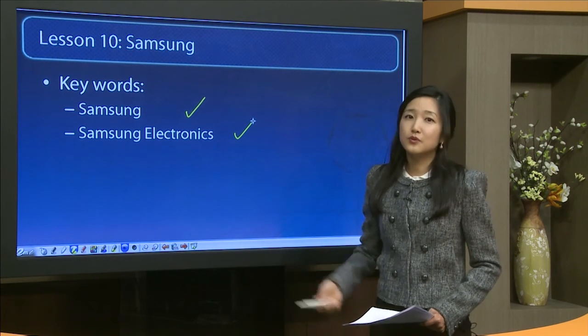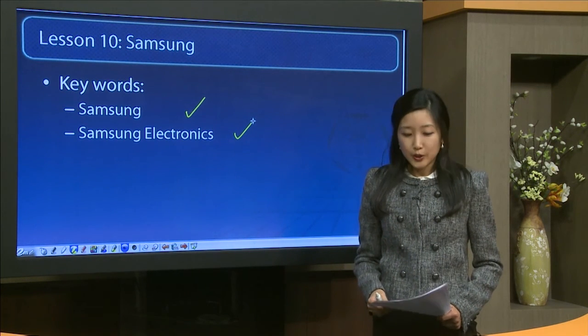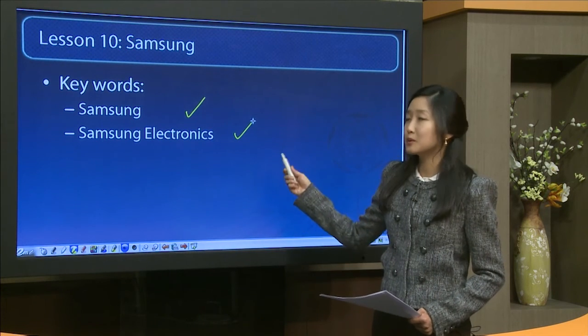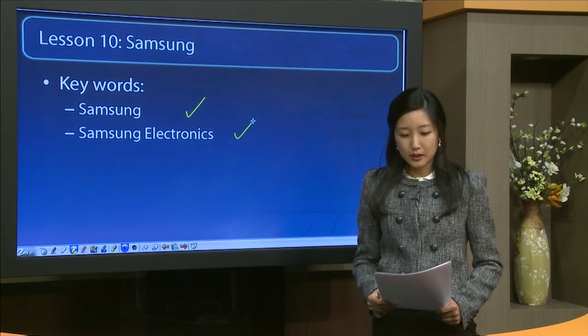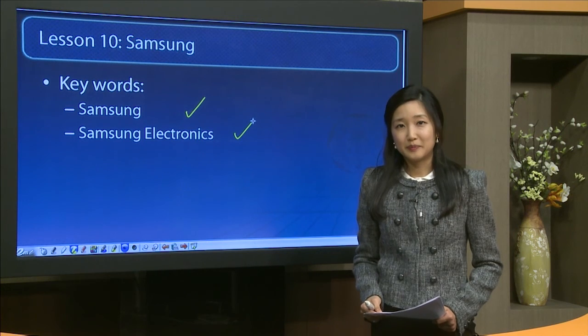Also, now that you have finished the case study of Samsung, you should be able to compare and contrast the roles that Samsung and Hyundai played in the Korean economy.